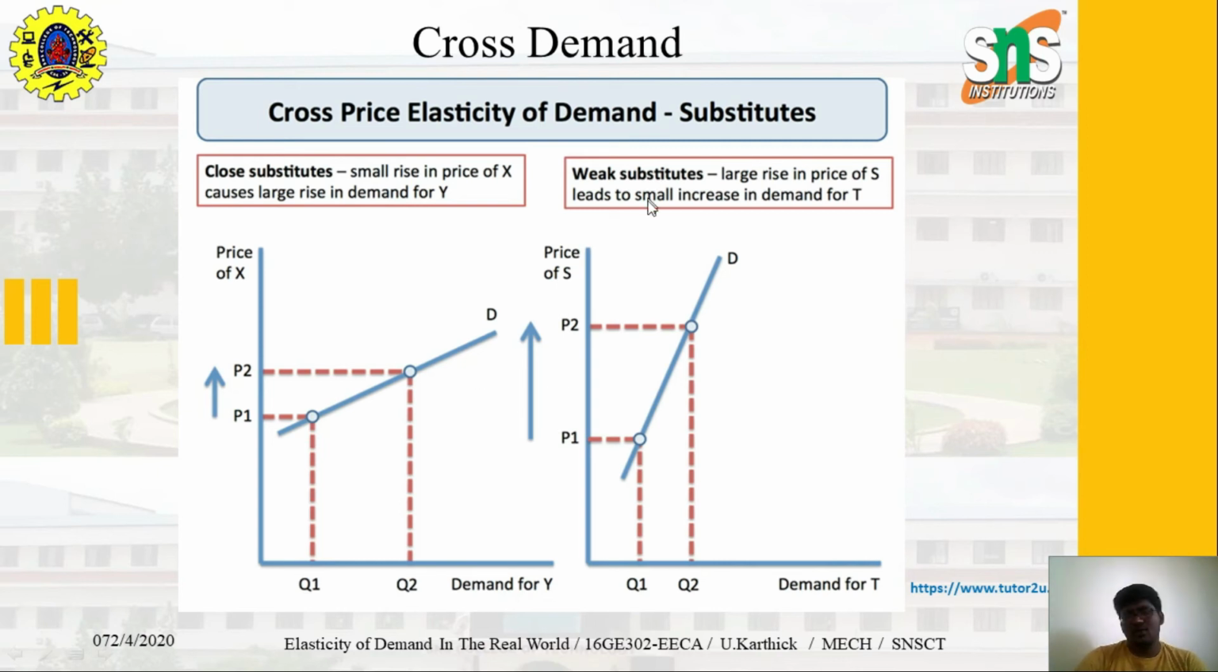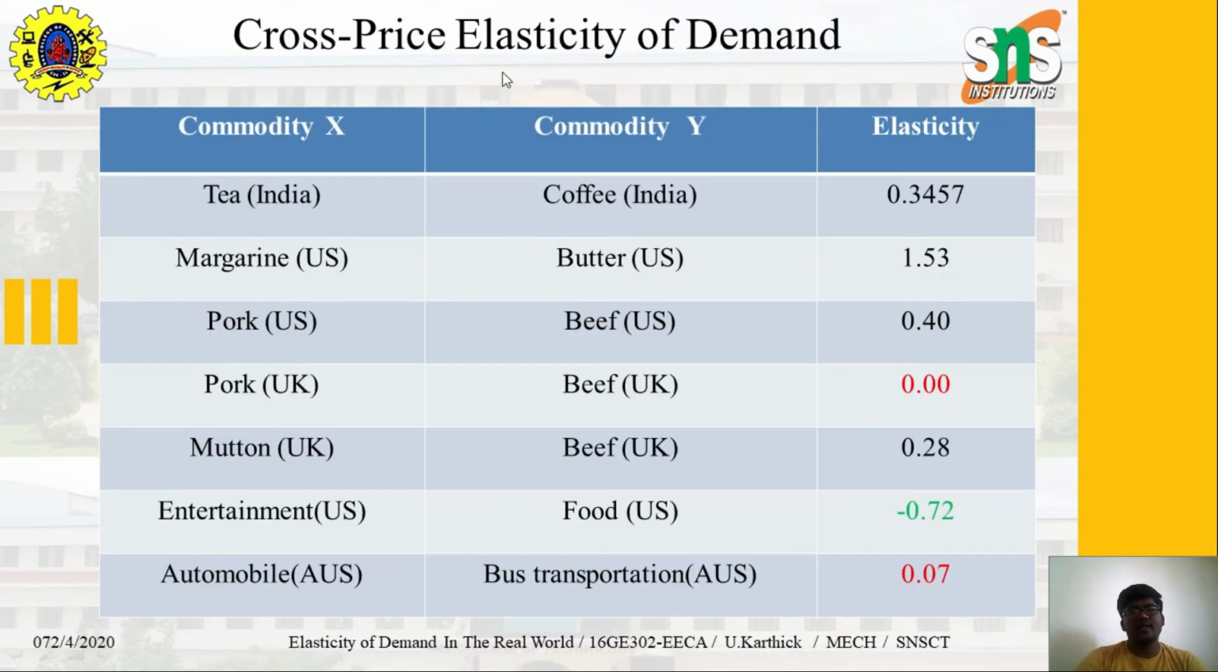So here what is meant by weak substitute? Close substitute is like tea. What will become a weak substitute? Say, how can we say, the hot chocolate and all, right? These are the cross demand examples, and also cross price elasticity of demand. In India, as I already told you, commodity X tea and commodity Y coffee, here the elasticity is around 0.37.